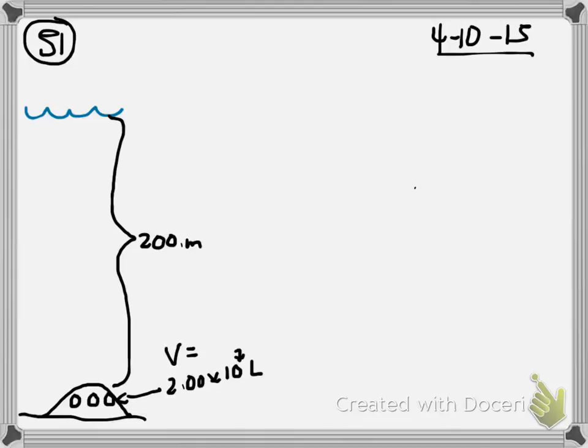Okay, so we've got a deep sea research station, and these actually do exist. It's in essence a contained environment 200 meters below the surface of the ocean. So it's in the Pacific, highly pressurized environment, obviously. How many liters of gas at STP must be compressed on the surface to fill the underwater environment with 2 times 10 to the 7th liters of gas at 20 atm? And we're assuming temperature remains constant.